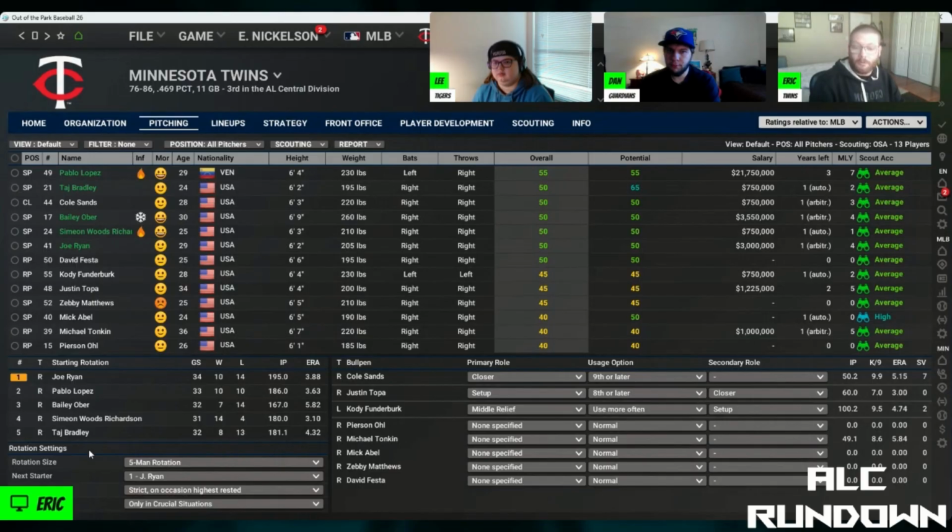The other two names that Twins fans should be familiar with, Zebby Matthews and David Festa. Pretty similar players, high velocity, borderline top 100 prospects this time last year. David Festa is flirting with thoracic outlet syndrome, which is never a good sign. That's just as scary as Tommy John, at least to me, if not scarier. And Zebby, for having a 100-mile-an-hour fastball and a decent slider, hasn't done much. He just hasn't been that good. So he could also be in the bullpen too.